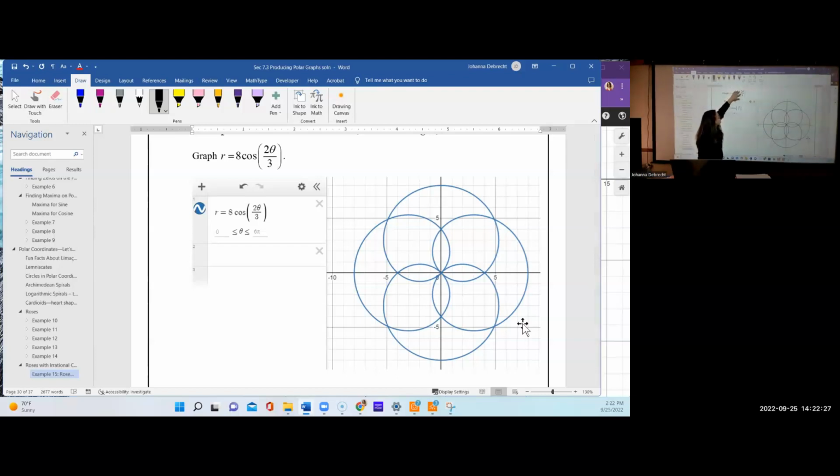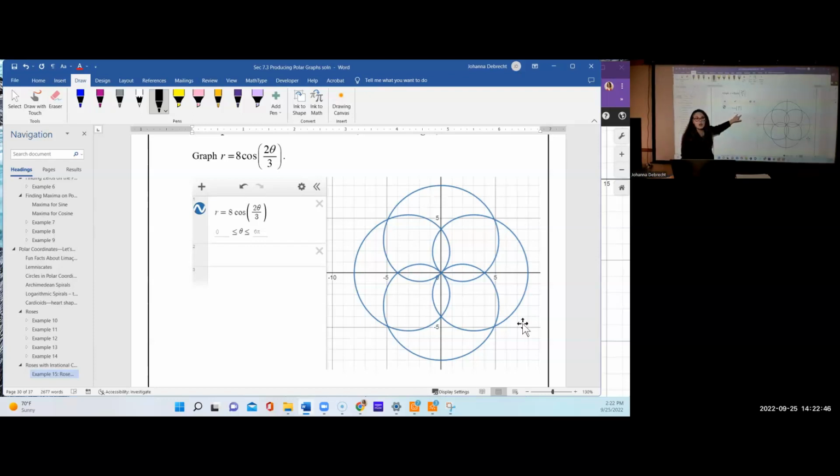It doesn't matter what this one is. But when the coefficient of theta is a rational number that doesn't reduce to be an integer, like 2/3, we get this sort of rose shape right here. And hopefully it still resembles a rose to you when you're looking at it.